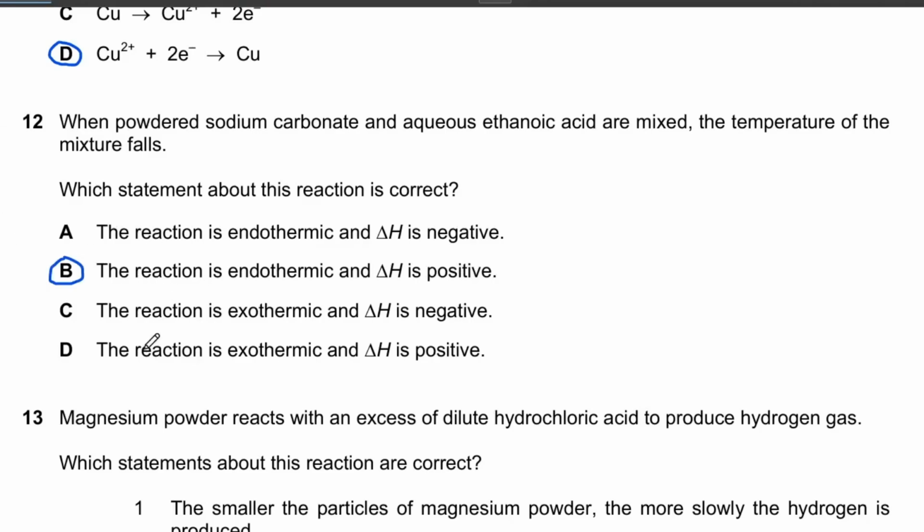Now look at C. The reaction is exothermic and the enthalpy change is negative. The statement is correct, but it is wrong here because we are told that the temperature of the mixture falls. That means it's an endothermic reaction. So the enthalpy change is positive. That is why B is our correct answer.